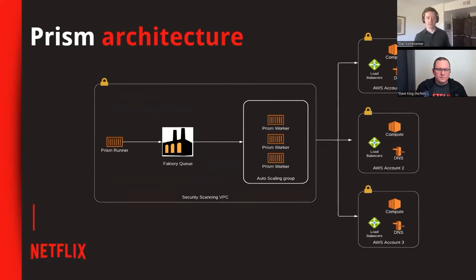So generally speaking, the architecture looks like this. Prism runs and it calculates the list of applications to scan. This could be a subset of our application fleet based on the requirements of a security control, or it could be an incident response scenario where we just want to scan all the things and see where we're vulnerable. It generates a large list of JSON, and it puts it onto this queue, which then distributes it amongst the Prism workers. All of this is deployed into a VPC with an elastic network interface attached to it that allows us to route packets and send requests to every single compute, DNS record, and load balancer within our environment.